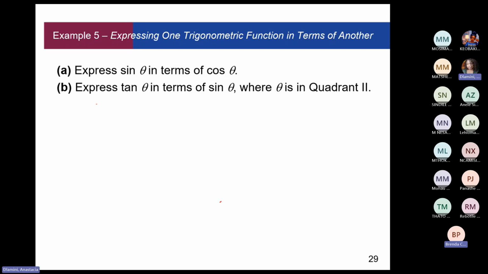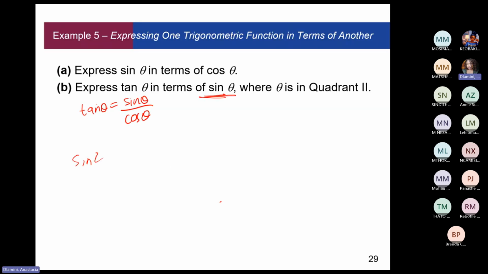We start with the first part, express tan theta in terms of sine theta. So what is tan theta equal to? Sine theta over cos theta. Thank you. Because they want us to express it in terms of sine theta only, which one are we changing so that it looks like sine theta? Cos theta. How are we changing it? We're going to say 1 minus sine squared theta.